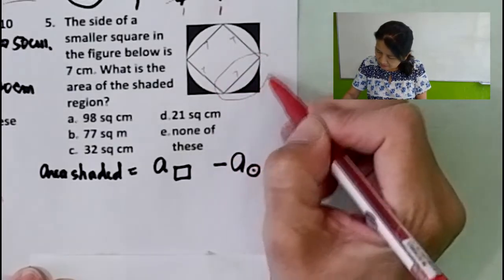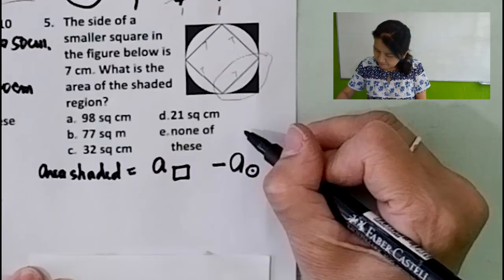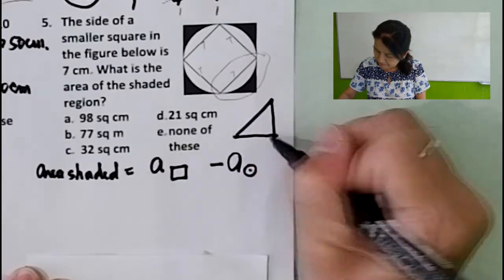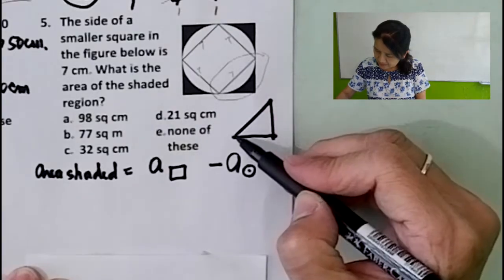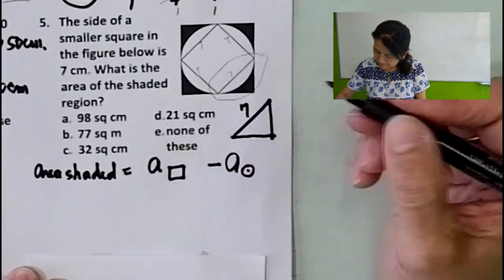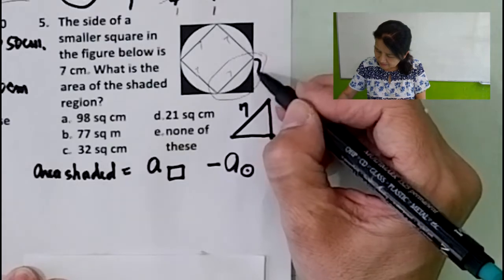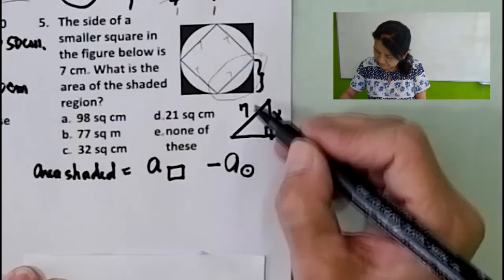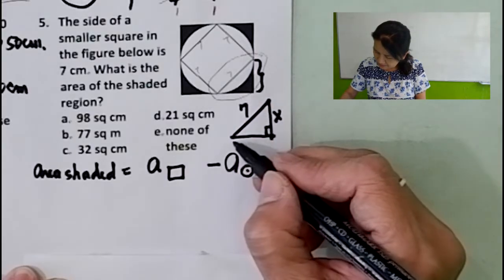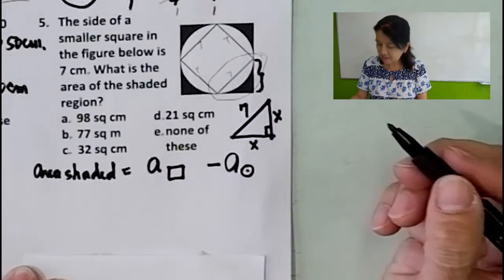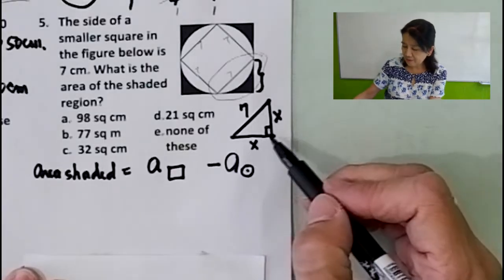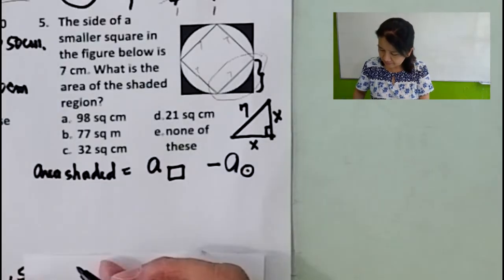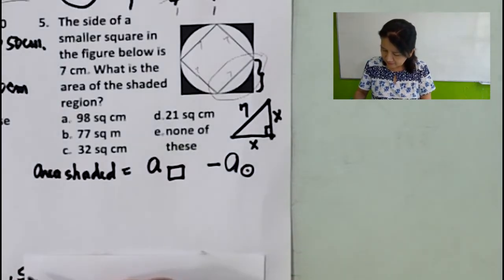I'll encircle this and then draw it here so that you will understand it fully. This side is this side, it is 7. This side is now this, it is x. And this side is now this side, which is x. What do you see? You have a right triangle, so you apply the Pythagorean theorem. So let me have a note on that.